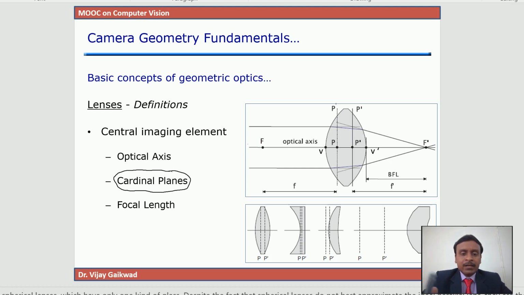This way, the cardinal planes are a major element while describing the lens, and they have three components: F dash, the focal plane; P dash, the principal plane; and V dash, the vertex plane.